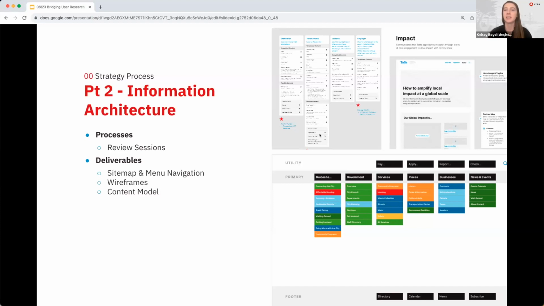Wireframes, as you're seeing in the upper right hand corner, really starting to break down how we plan for content to be both told in a narrative form and in terms of the different components that are going to exist on key landing pages and different templates.